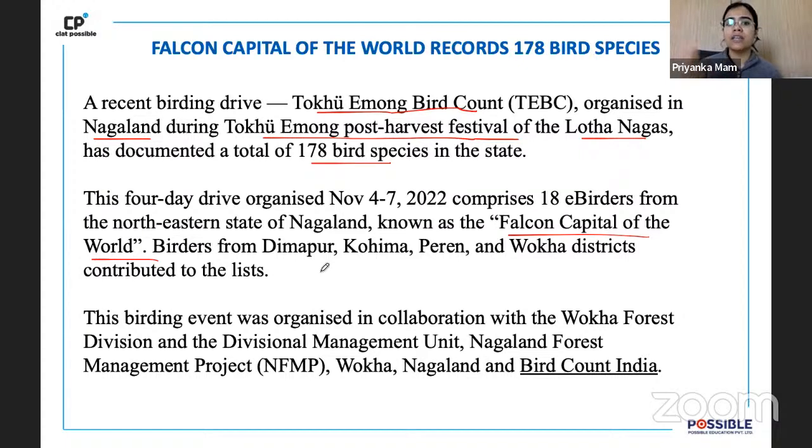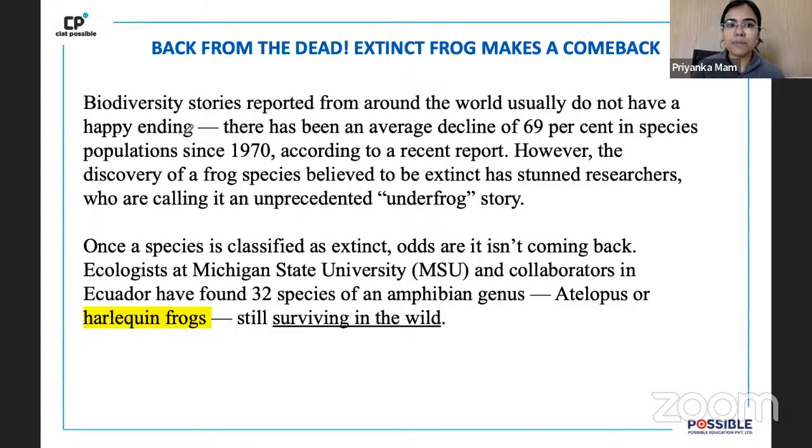अगर पूछ लिया कि Tokhu Emong bird count या Tokhu Emong post harvest festival कौन से state में होता है, तो Nagaland. Which state is known as the Falcon capital of the world? So Nagaland. How many species? 178 bird species.